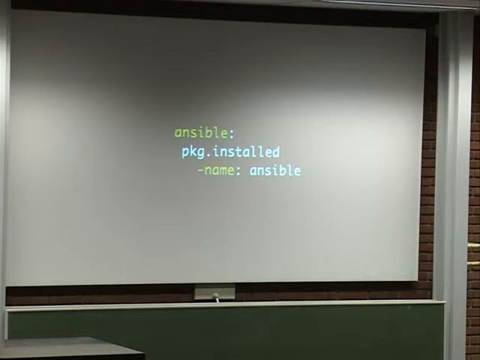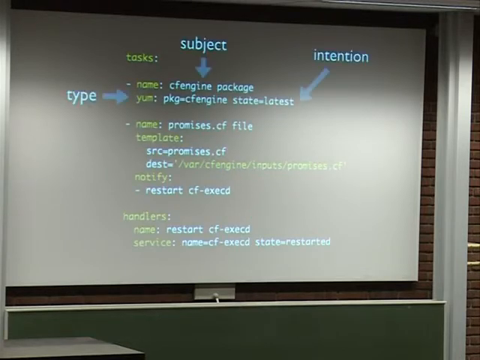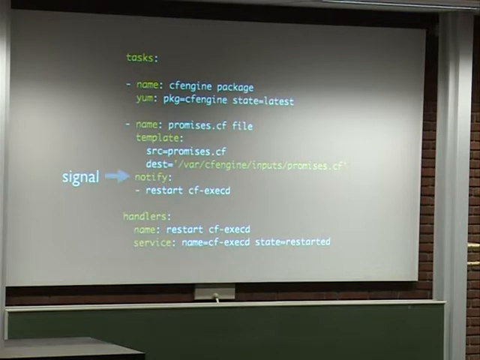Here's some Salt. Again, type, intentions, subject. And then Ansible. Again, same stuff. Monolith speaketh. So we have a package type. It has a subject, and then it's going to say, I intend to make sure that this is at its latest version. And then again, signals. Agents can observe each other.